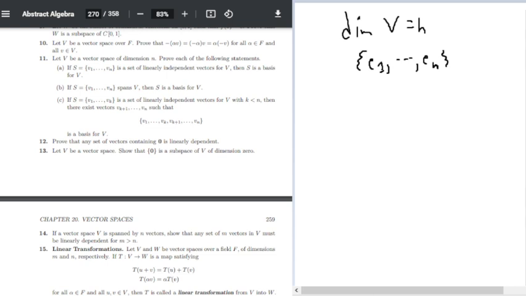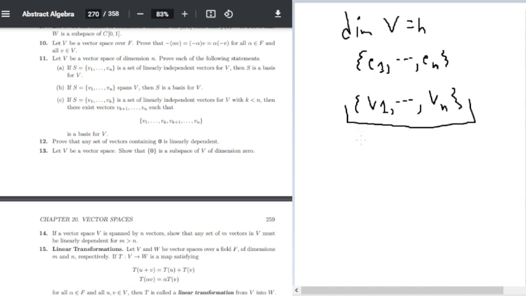So we have a set of linearly independent vectors, like v1 all the way to vn. We have a basis, we have that. And we want to prove that v1 to vn is a basis. So we have that this is linearly independent. So suppose that this is not a basis.